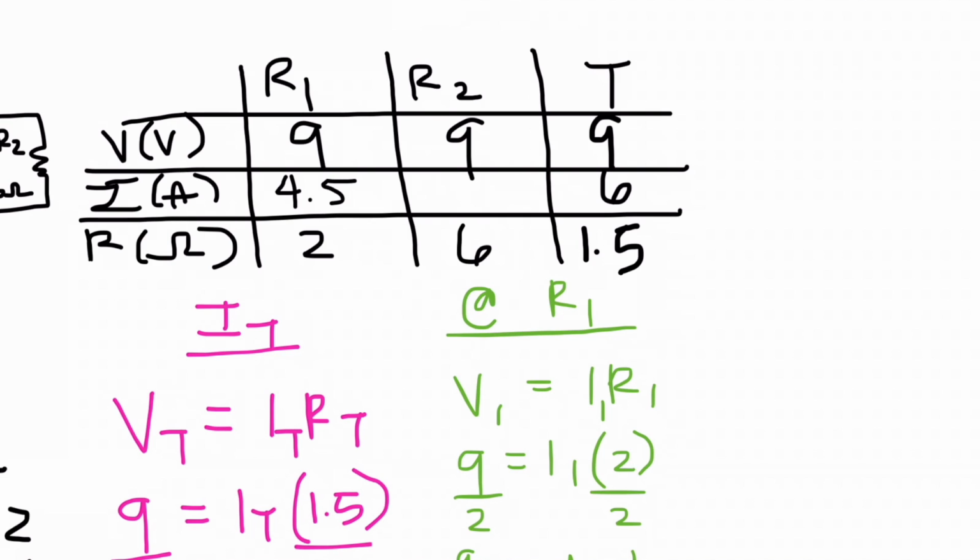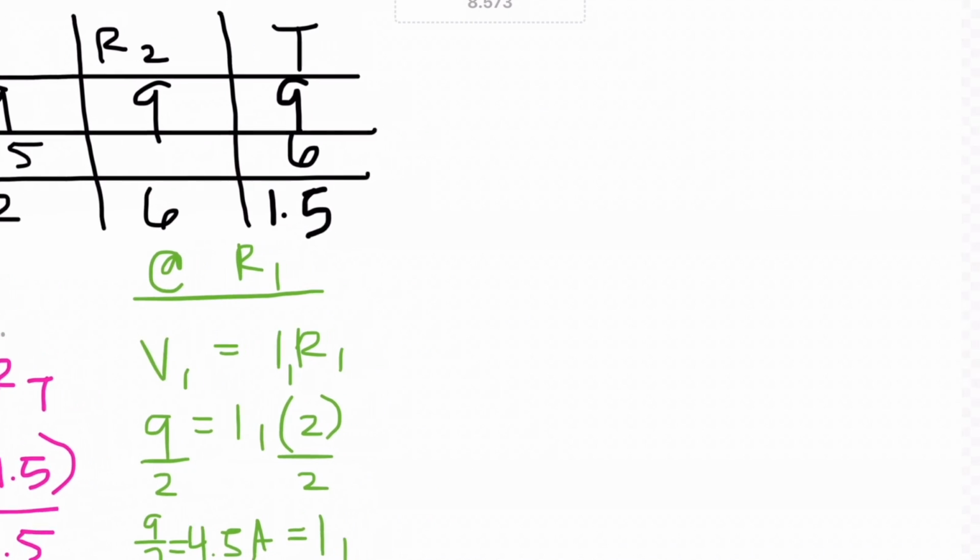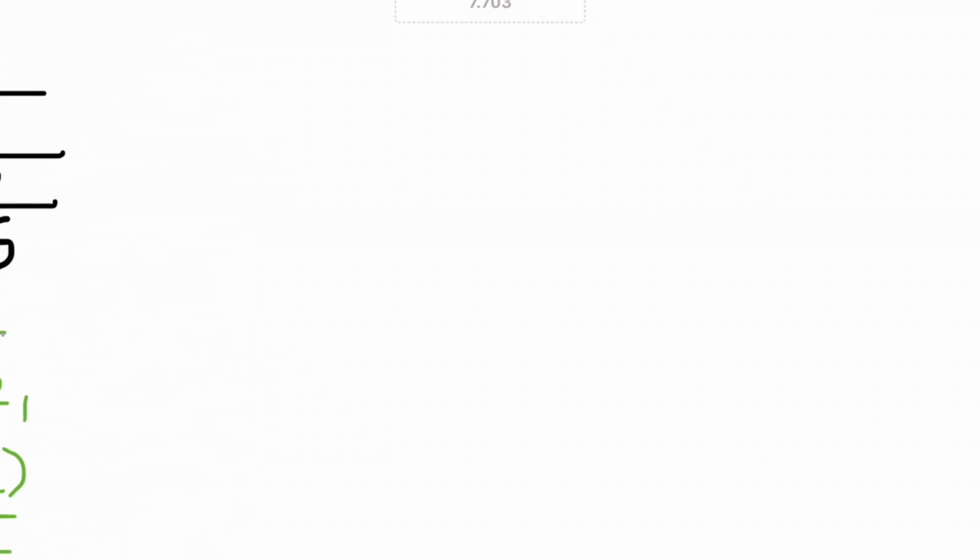Okay, so to calculate the current through resistor 2, you have a couple options. I'm going to do it the way we've been doing it in terms of using Ohm's law, and then I'll show you a different way as well. So let's calculate the current through resistor 2.